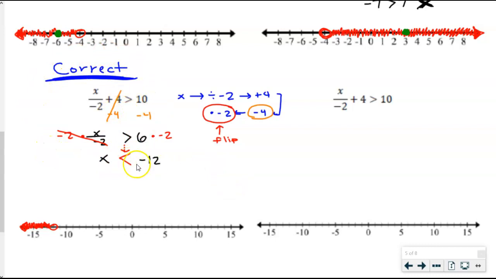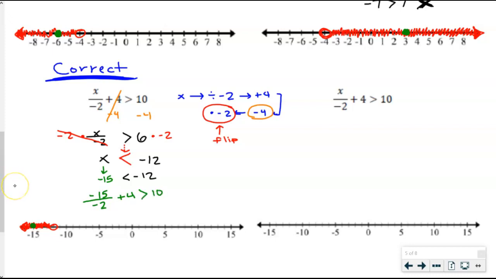What is a number that's less than negative 12? What is something that's shaded? Sam, let's plug it in. Do you agree with the statement where I'm just plugging in negative 15 for x? Is negative 15 less than negative 12? That's a true statement. So I'm hoping that when I plug it back into the original, I'll also get a true statement. Negative 15 divided by negative 2 plus 4, is that greater than 10?